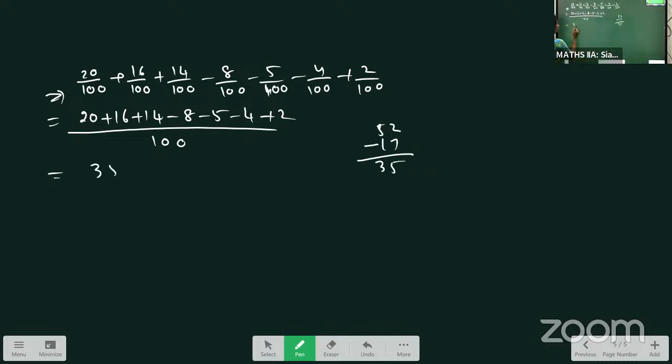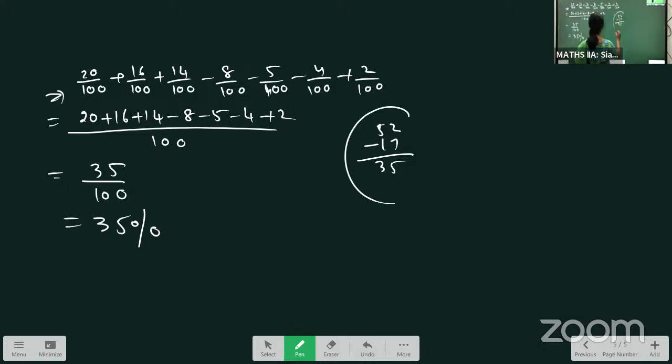So 35 by 100. Question is in percentages. So we can write 35%. So probability of reading at least one newspaper is what is the percentage? 35%. There is second bit also here. Second bit.